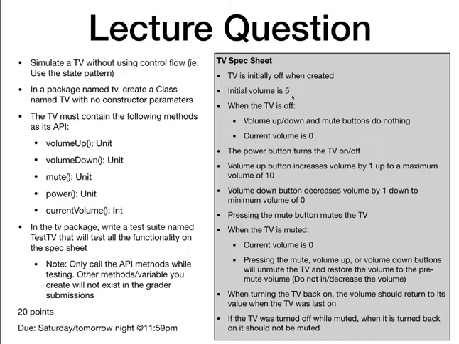So it starts at 5, the TV starts off, volume up and volume down do nothing at all, they do not affect the volume, and I get a current volume of 0. I can turn the TV on or off with the power button, so the power button has two very different behaviors based on the state.